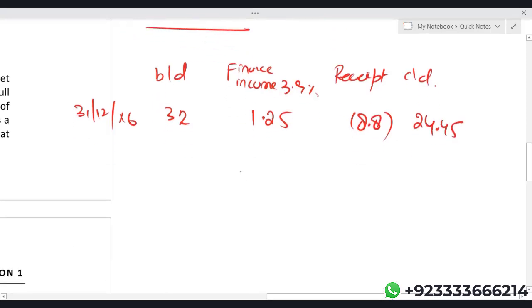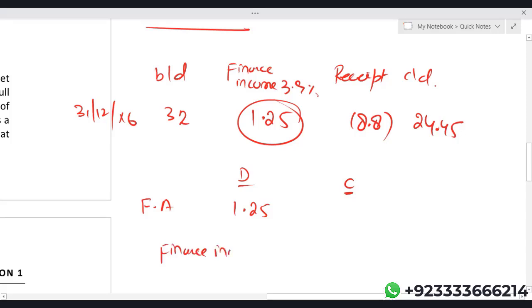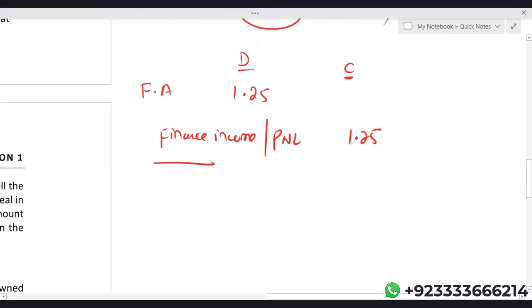Now double entries. If you ask for the double entries, financial asset will be debited by 1.25 and obviously finance income, profit and loss, will be credited by 1.25. Receiving 8.8 million means cash will be debited by 8.8. Financial asset or investment, whatever word you want to use, will be credited. These are the double entries which you have to make.